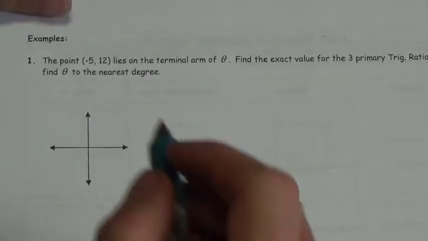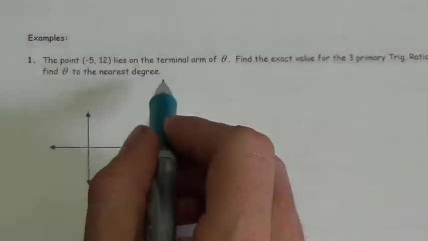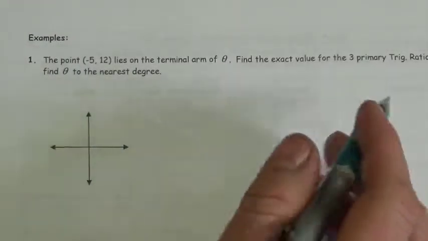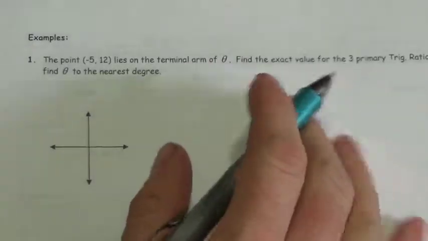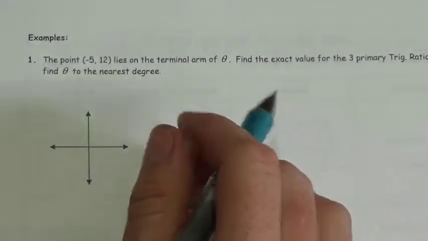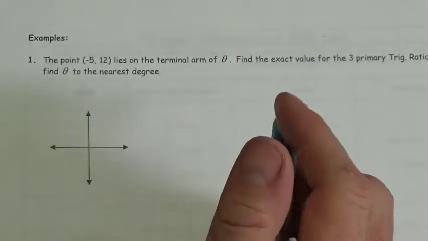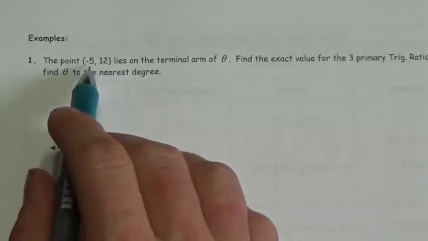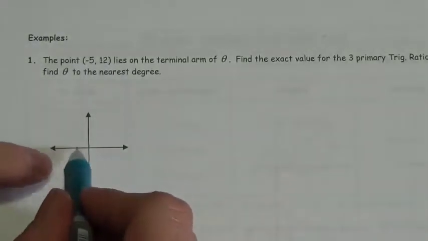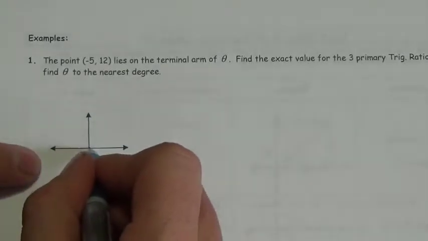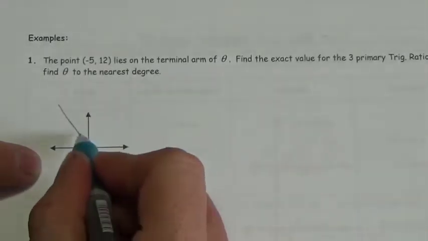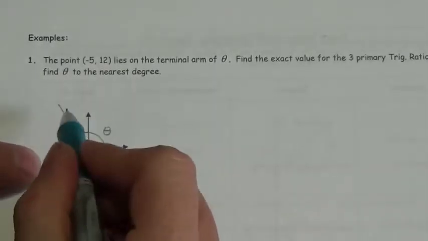All right, now in this question we read that the point (-5, 12) lies on the terminal arm of theta. We want to find the exact values for the other three primary trig ratios, and we're going to find the angle theta to the nearest degree. Well first of all, let's identify where (-5, 12) is. -5 is to the left of the origin and 12 is up, so that is going to be somewhere like that. So there's theta, what we're looking for here.